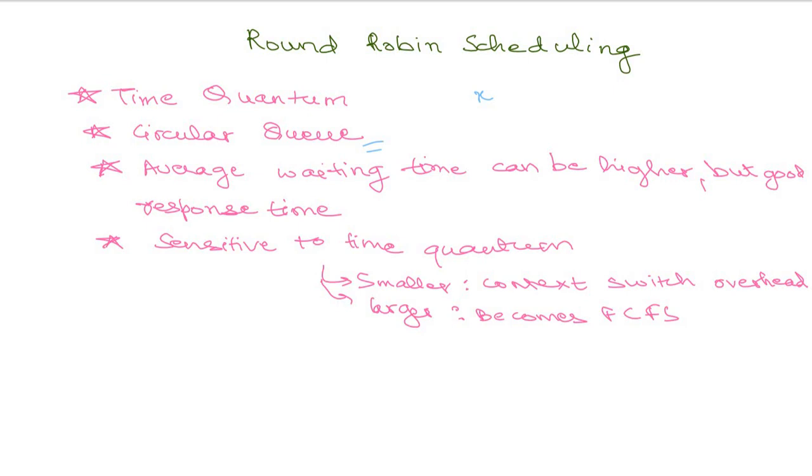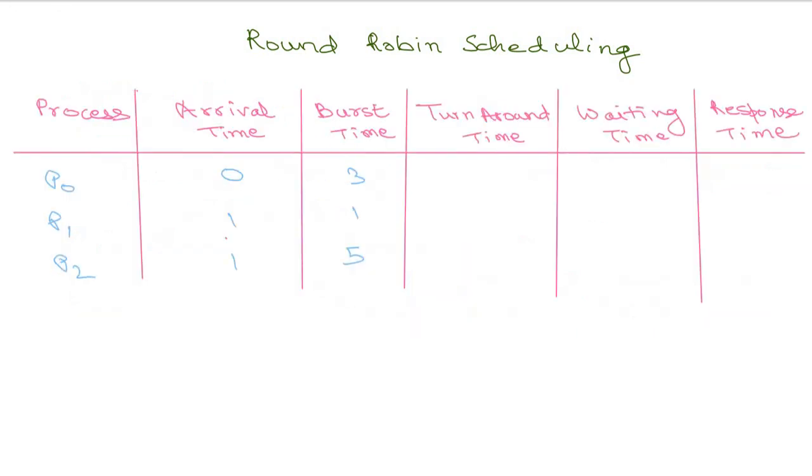And we'll understand this point later in the video, what happens when it is sensitive to the time quantum in the smaller sense and in the larger sense. So now let's understand this scheduling algorithm with the help of an example. Let's look at this example where there are three processes, P0, P1, P2, and we have been given their arrival time and burst time respectively. Let's say the time quantum that we have got is equal to 2.